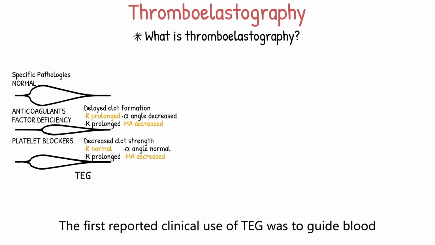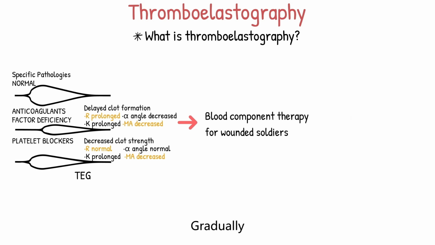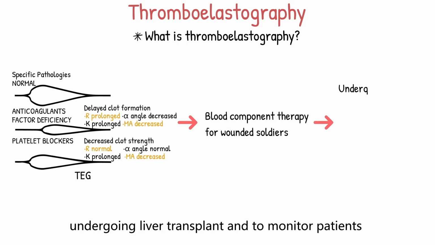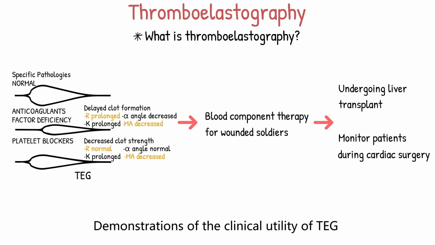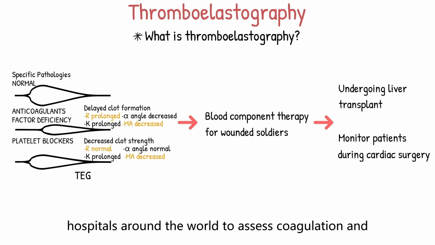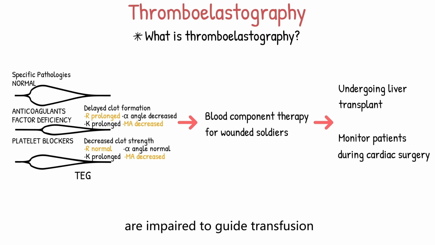The first reported clinical use of TEG was to guide blood component therapy for wounded soldiers during the Vietnam War. Gradually, studies and practice showed that TEG was useful for patients undergoing liver transplant and to monitor patients during cardiac surgery. Demonstrations of the clinical utility of TEG have grown in the past few decades, and TEG devices are now used as a point-of-care test in hospitals around the world to assess coagulation and which components of the hemostatic system are impaired to guide transfusion.